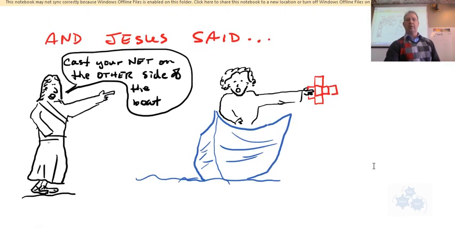And then, of course, we came up with this joke. And Jesus said, "Cast your net on the other side of the boat." Kudos to you, Caleb, for coming up with that one.